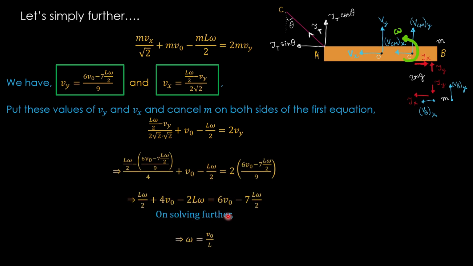It is not a much longer process, it is easy to simplify if you are good in calculations, and then we get the first breakthrough in this problem, that is the value of omega in terms of v naught by L. Such a big question and such a simplified value of omega, that is v naught by L. So that is a very important breakthrough. That is why I congratulate all of you that you have got this value of omega, which we needed to solve each and everything in this equation.